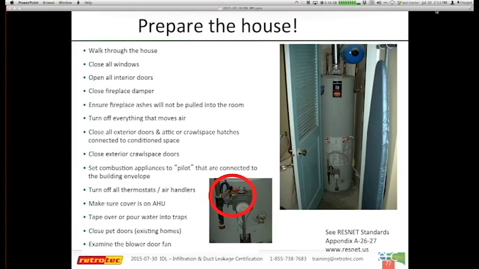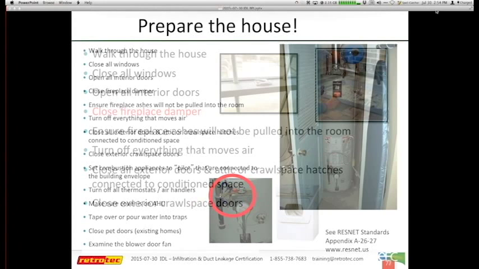The instructions that most people get when they're coming to do the IDL go through these kinds of scenarios as to what the issues or concerns are when you're doing a blower door, and what the issues are in terms of combustion appliances and where they're located and how they need to be turned to pilot. You usually don't turn them to off unless you have no other choice. So it goes through a whole laundry list of stuff.